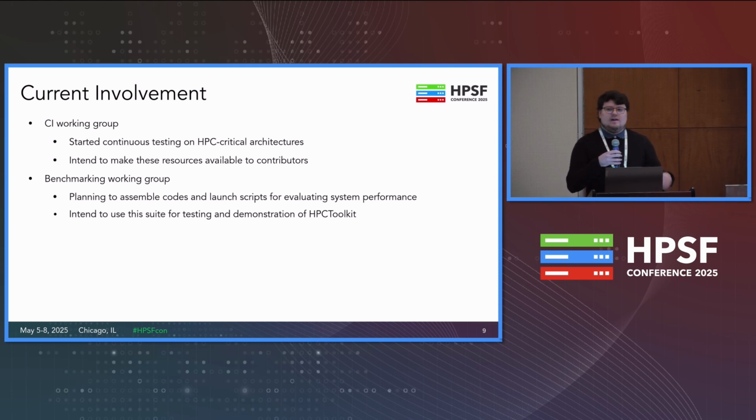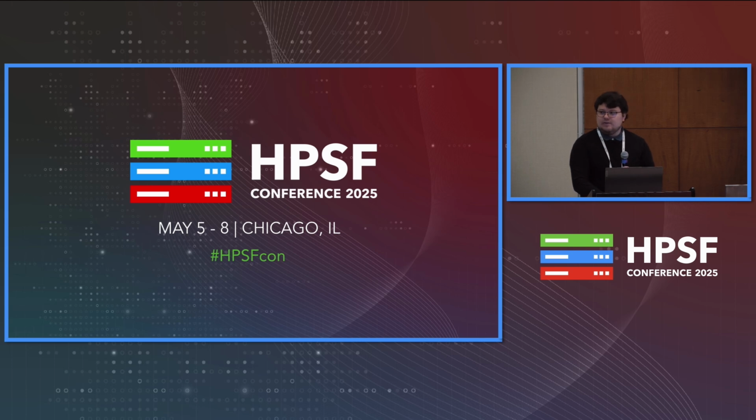The other working group we're working in is the benchmarking working group. For that, it's still in its infancy, but we're hoping to assist in assembling the codes and launch scripts to evaluate system performance. For us, as a performance tool, we're mainly looking to use this as a suite of applications that we can test our tool on and demonstrate that our tool works, because after all, the best way to demonstrate that a performance tool works is to run it on an app and show its performance. With that, that's all I have, so thank you for listening, and I'll take questions.